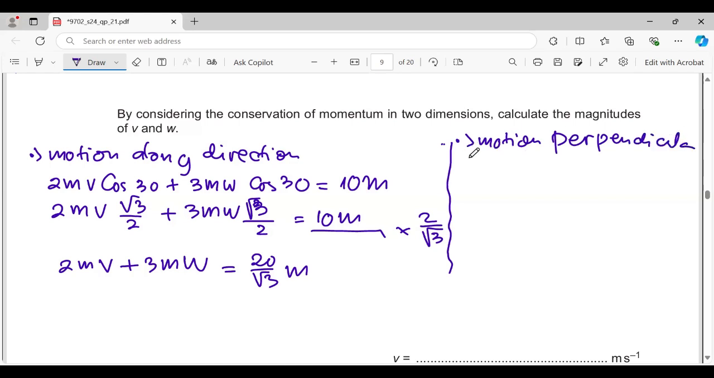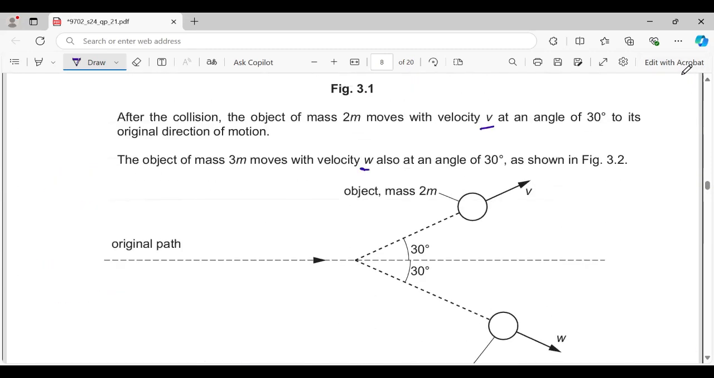Perpendicular to direction. Okay, so it means the angle is perpendicular. They call that perpendicular. It means 90. Okay, so this angle is 60 as well. This angle is 60.